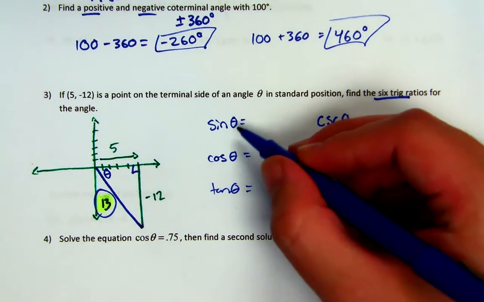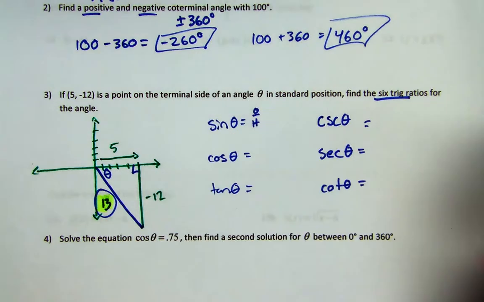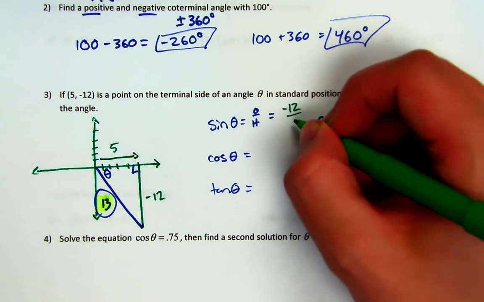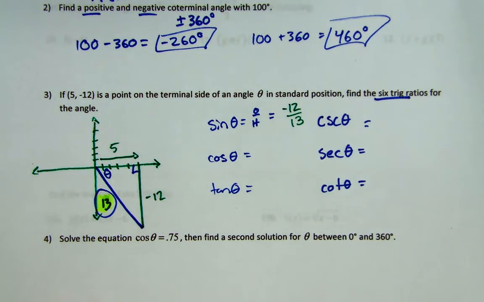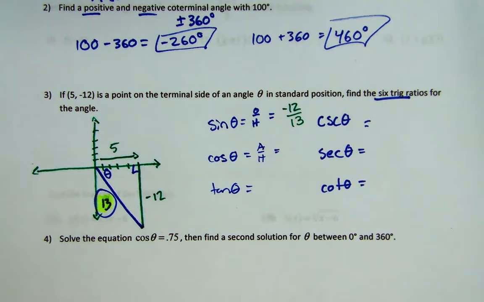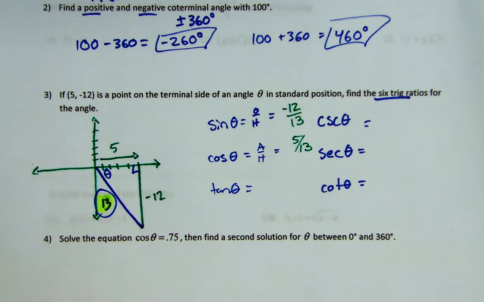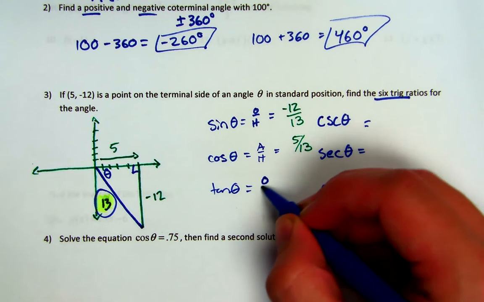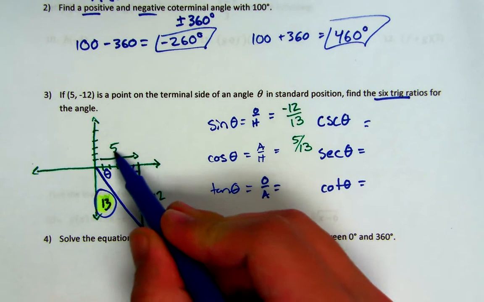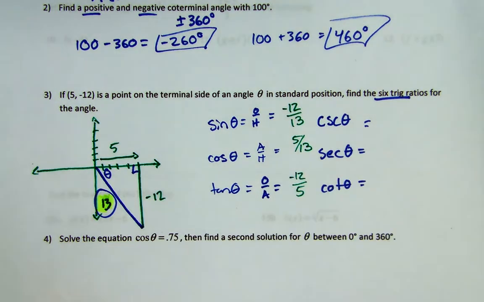So sine, opposite over hypotenuse. Opposite is negative 12, hypotenuse 13, so that's negative 12 over 13. Cosine, adjacent over hypotenuse. Adjacent to the angle is 5, hypotenuse 13, so 5 over 13. Tangent, opposite over adjacent. Opposite is going to be negative 12, adjacent 5, so negative 12 over 5.